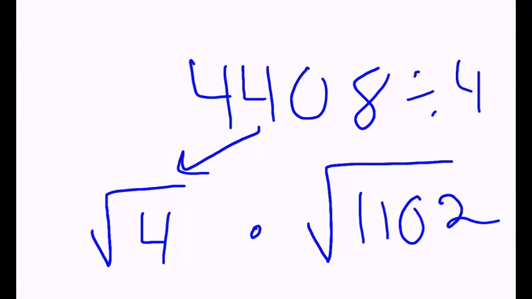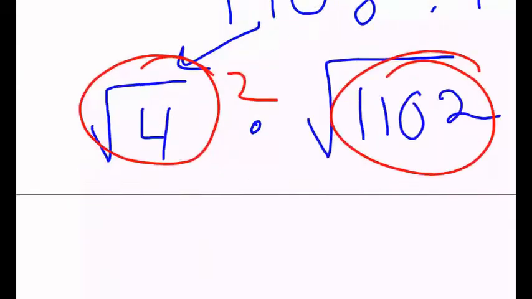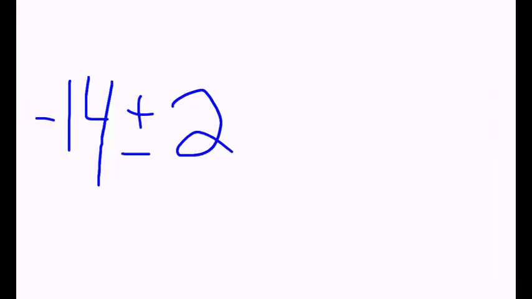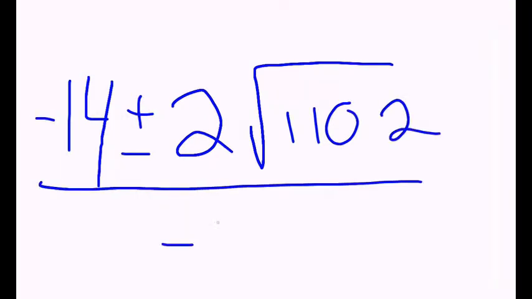Okay. So now we can write it one more time because we can clean up the root 4 into just a number 2, and then this we can't simplify anymore, so we're going to keep that the same. So let me write it one more time here. So what are we looking at? We've got negative 14. Okay, we haven't changed that at all. Plus or minus 2, that's where that root 4 comes in, times root 1102, divided by minus 78.